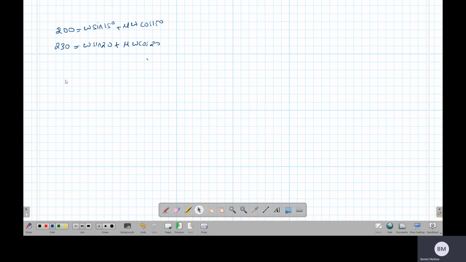So what is sin 15? All those values we will substitute. Just we will substitute. So what is sin 15? So 0.26. So this is, I'll write this equation.